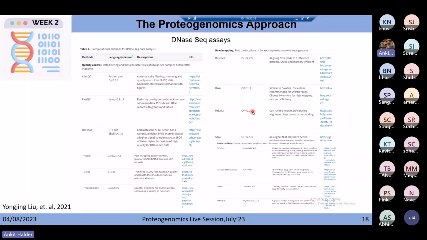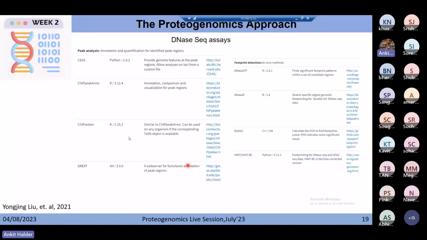So these are the computational methods and tools. We can see FastQC, hotspot to find out the quality check, followed by Picard, and Trimmomatic for trimming down your adapters and all those regions. Then you go to Bowtie, BWA, HISAT or STAR for aligning, and then peak calling. Here you can see MACS2. So these are some of those tools, and then you will do the footprint detection. This is again a new thing.